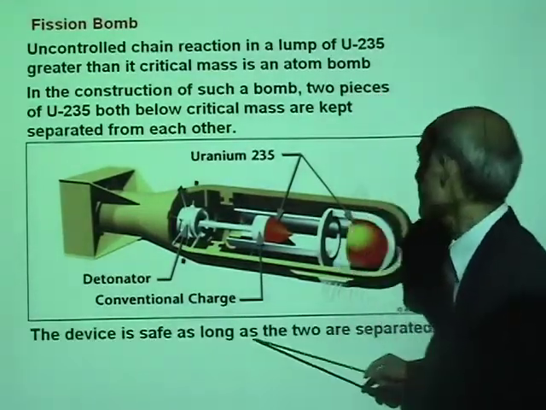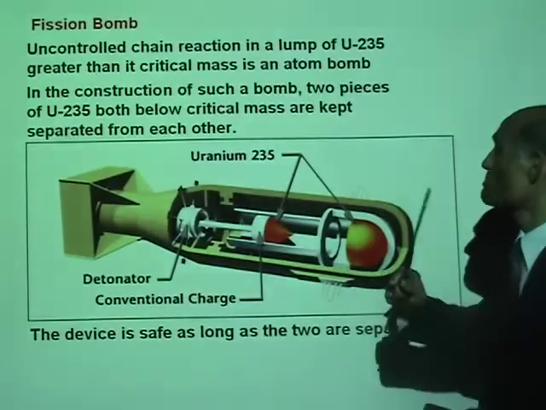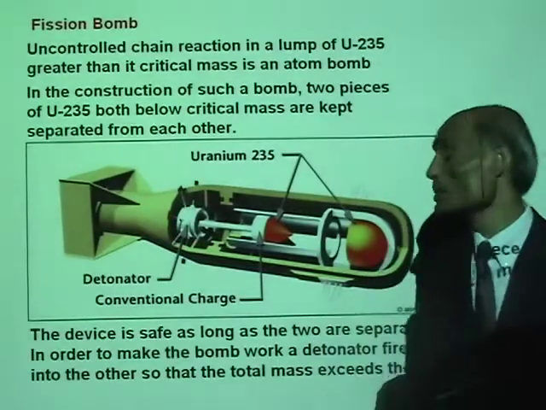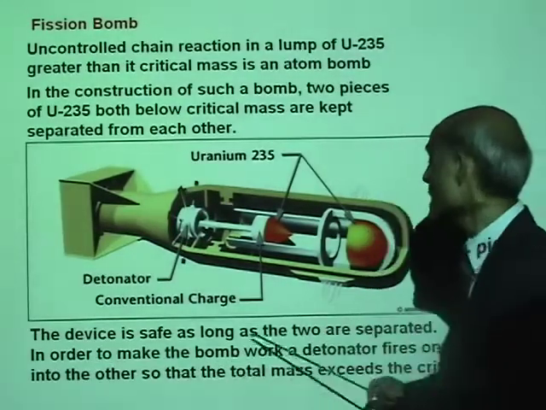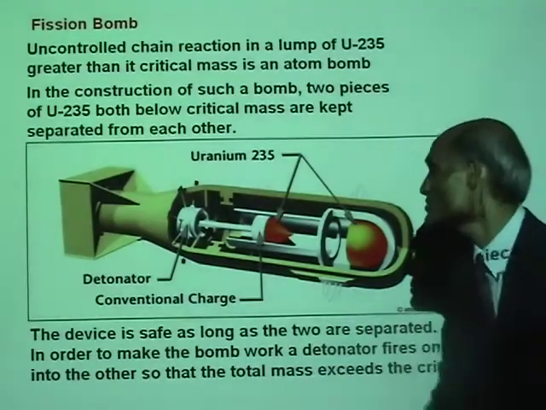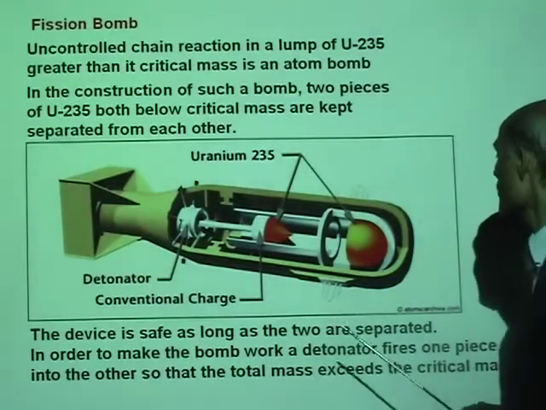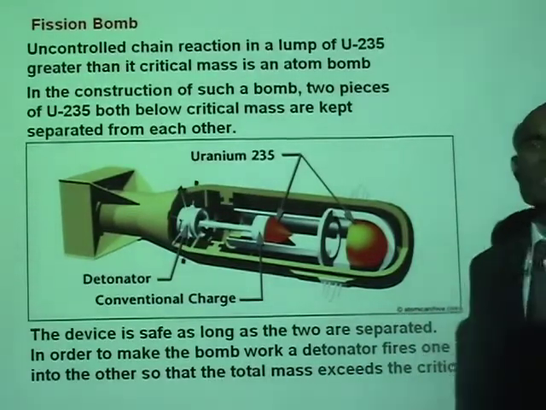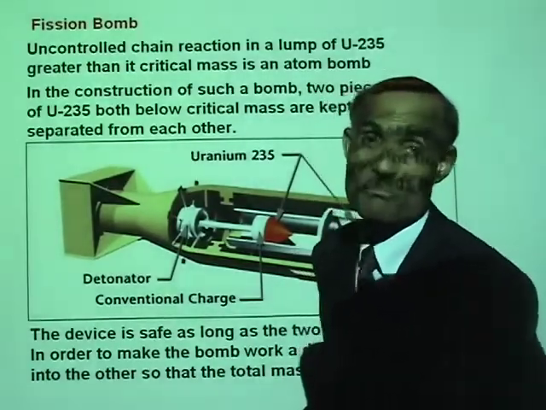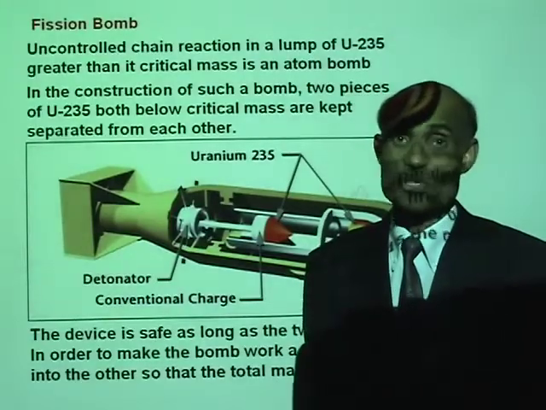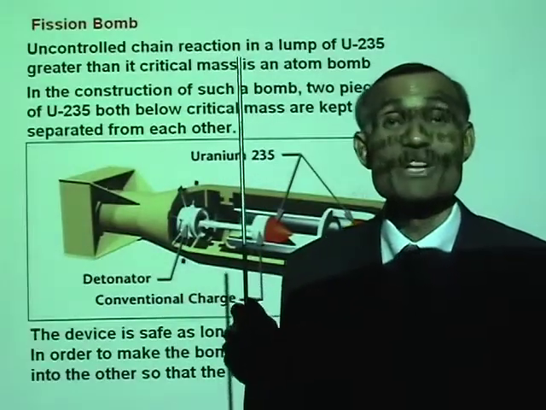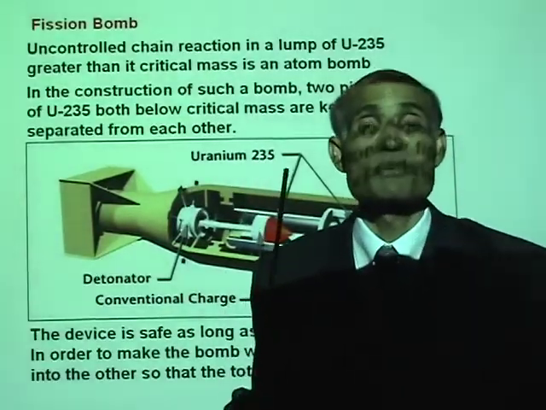The device is safe as long as the two separate pieces are kept separate from each other. They are both below critical mass. And in order to make the bomb work, a detonator fires one piece into the other so that the total mass exceeds the critical mass. Now you have an atom bomb. So I have now taught you how to make the atom bomb. Is that right? So you can all go and make one? Well, you can, provided you have sufficient fissionable material.